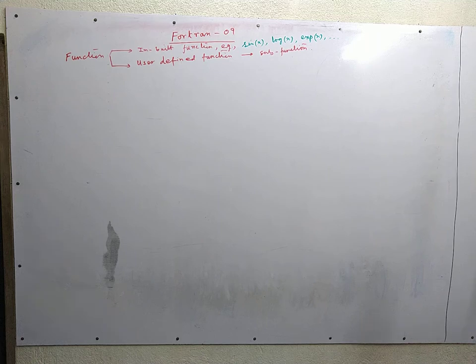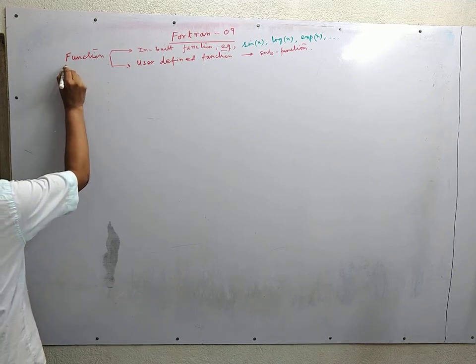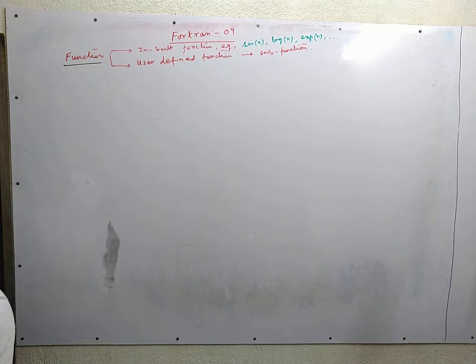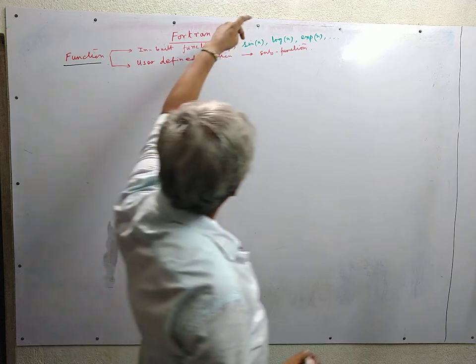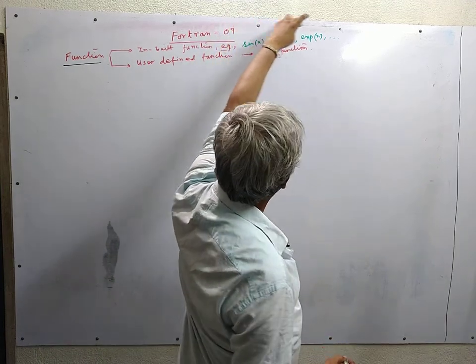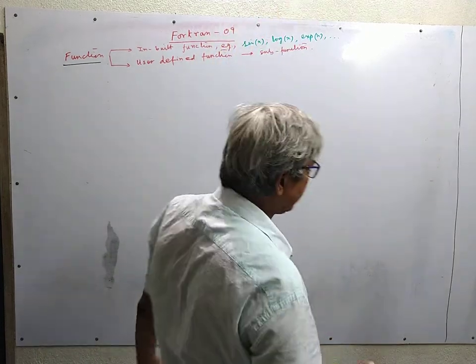This is the 9th lecture on Fortran programming. Today we shall describe what is meant by a Fortran function. There are two types of Fortran function. One is called the user defined function, and the other is called the inbuilt function or the library function. Examples are sin x, log x, exponential x.